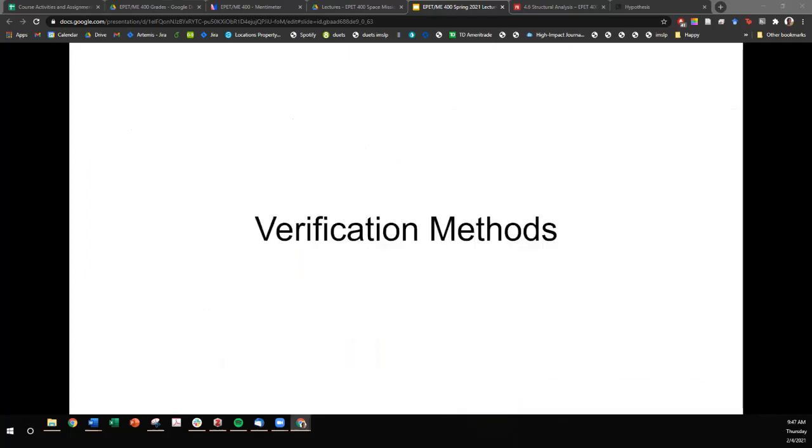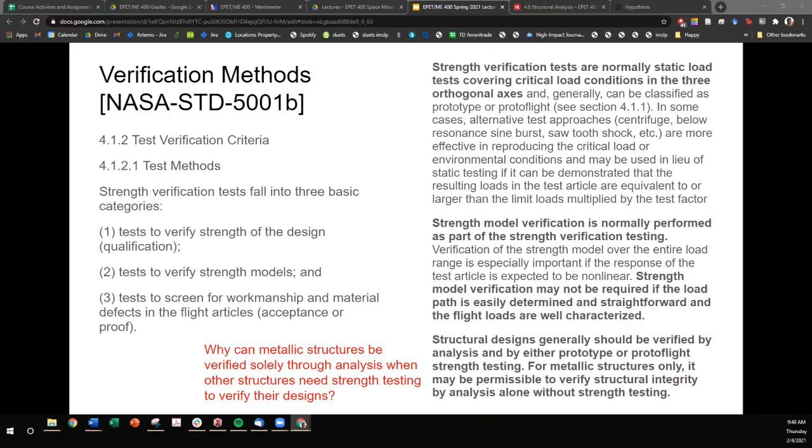Okay, so now we'll talk about verification methods. So, ways to verify that your design isn't going to fail prior to launch and mission operations. This is taken from, I think, the same NASA standard documentation. This is just a verbatim section on verification methods.